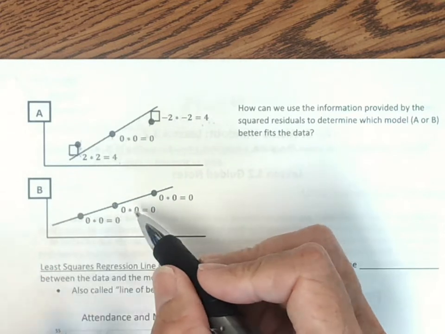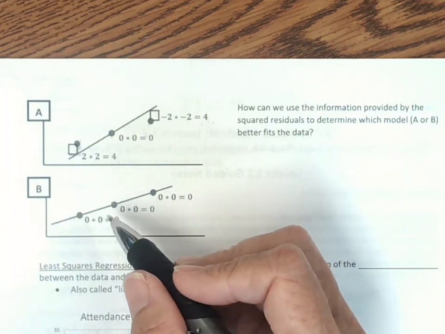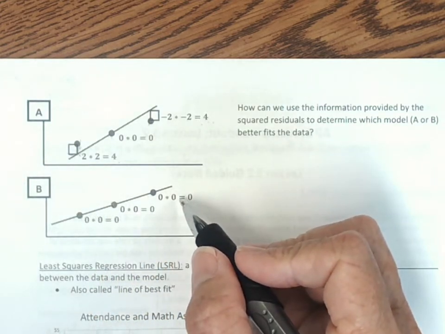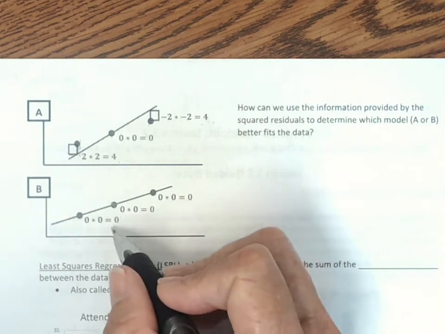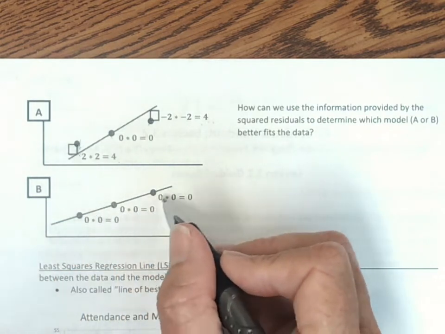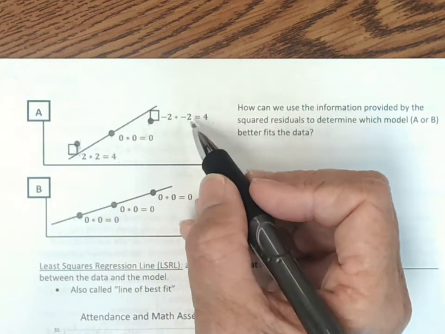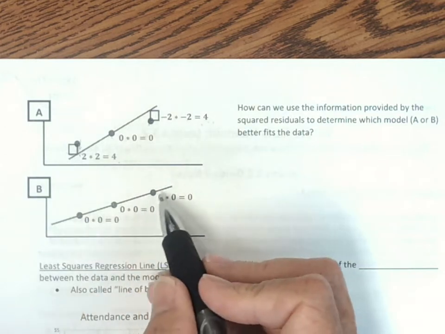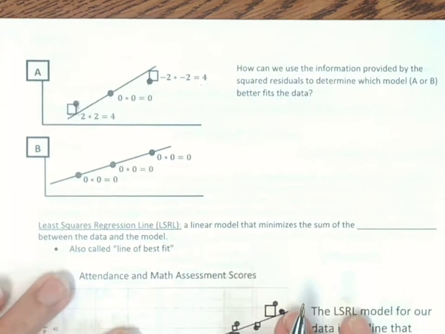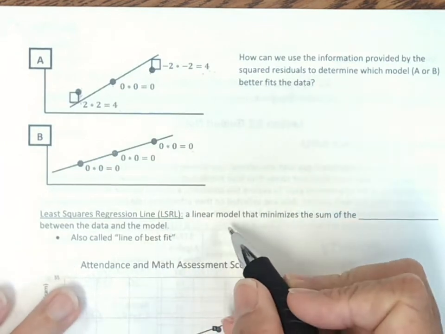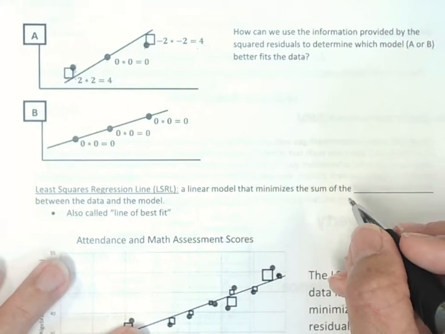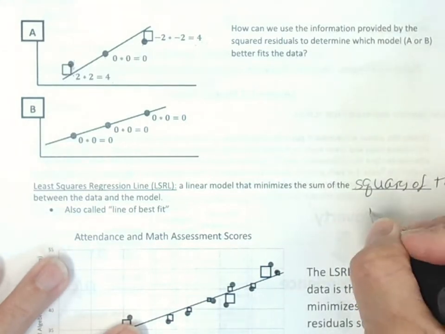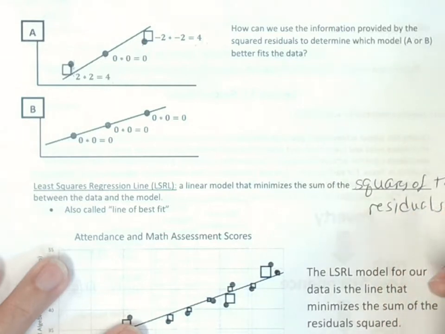And here's one much better line, obviously, that goes through all 3 points, so there is 0 error. So if the sum of the squares is 0, that tells us that the line is perfect. Here, the sum of the squares is 8, so that's not the best fitting line for those same 3 points. So again, the least squares regression line is a linear model that's going to minimize the sum of the squares of the residuals. And let me define the residuals for you in just a second.